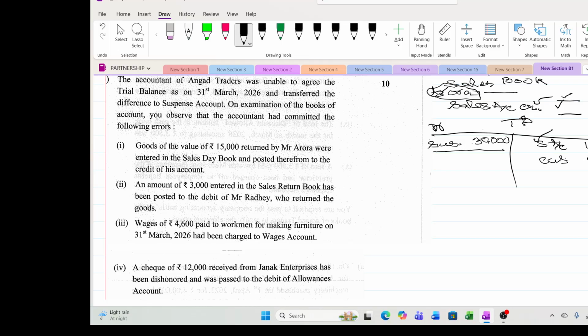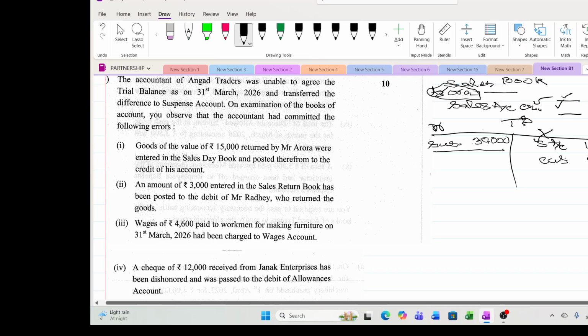As per sales return, we would have done sales return account debit to customer account. So this is the correct entry. But this is a wrong entry. So we have to reverse this also. So the correct entry is sales return account debit, sales account debit, which is a wrong entry, and the suspense which we have operated in the trial balance should get credited. I hope it's clear.